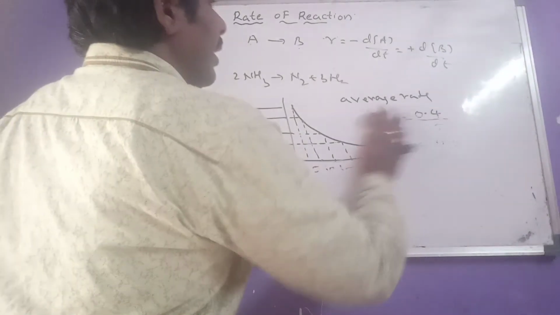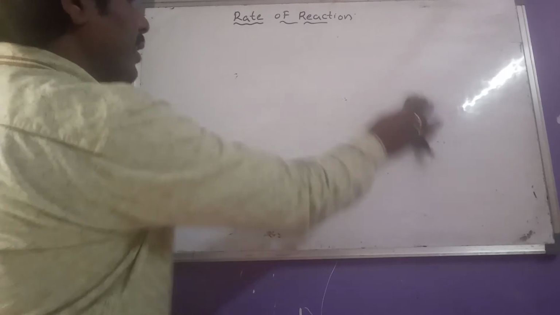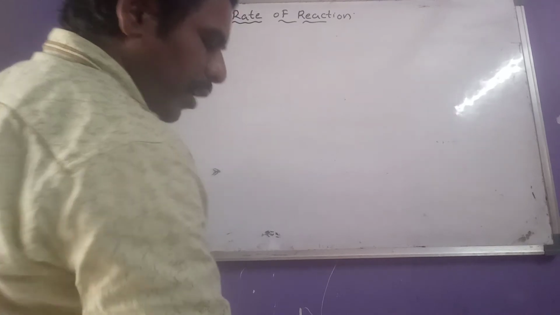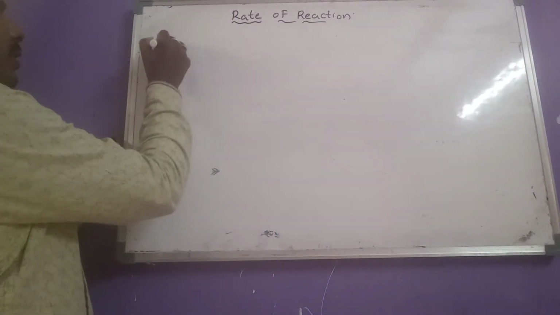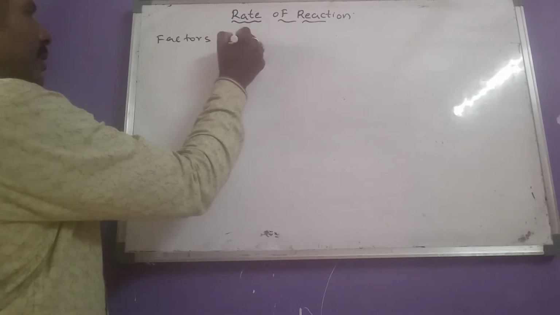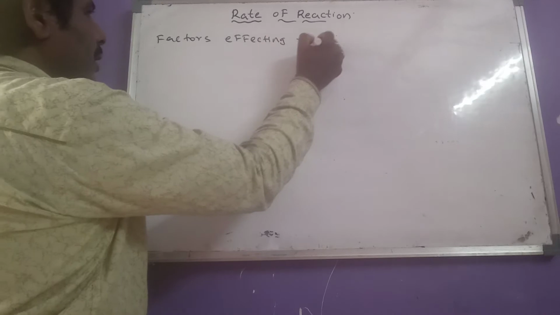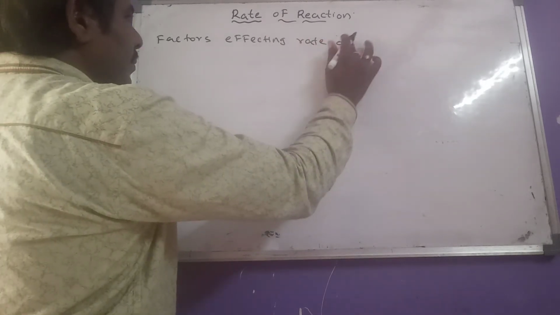So this is regarding average rate and instantaneous rate. Okay, then let us see what are the factors affecting rate of a reaction. So first let us see the factors affecting rate of reaction.